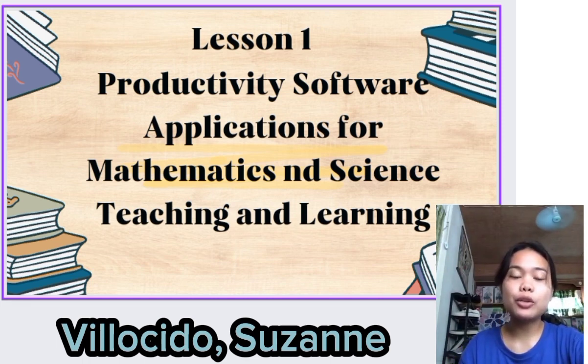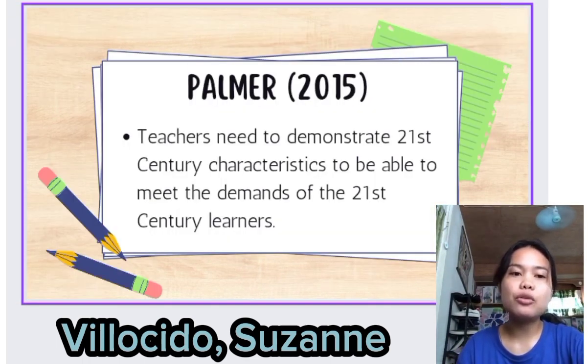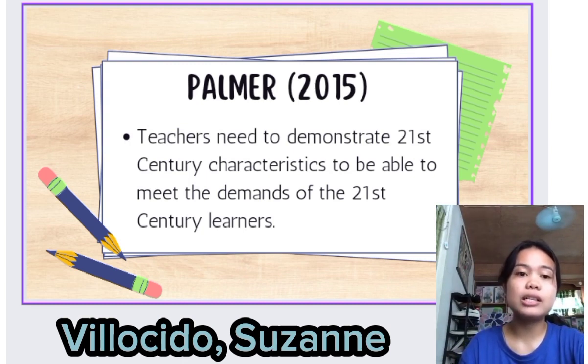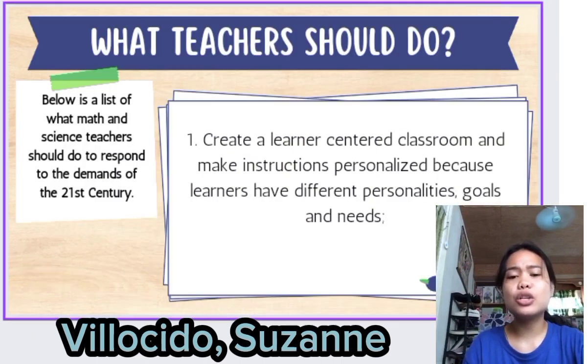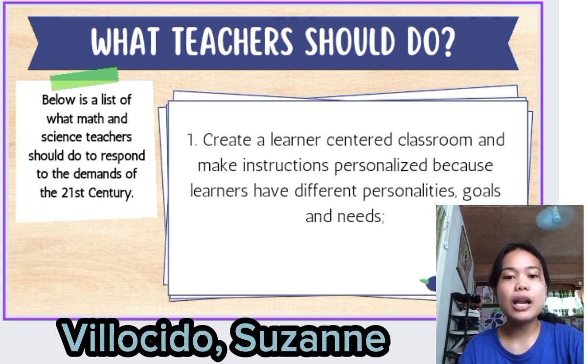According to Palmer 2015, teachers need to demonstrate 21st century characteristics to be able to meet the demands of the 21st century learners. So we have here a list of what math and science teachers should do to respond to the demands of the 21st century. First is to create a learner-centered classroom and make instructions personalized, because learners have different personalities, goals, and needs.